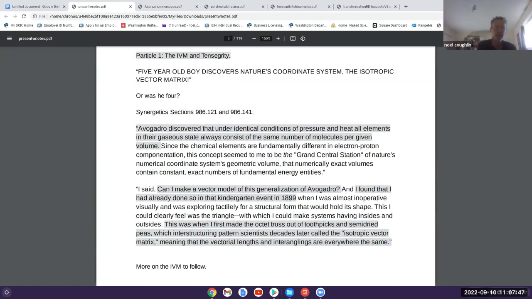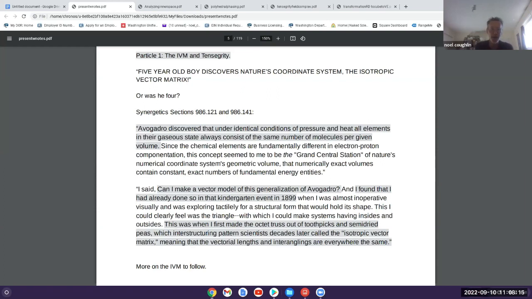The IVM in Tensegrity: a 5-year-old boy discovers nature's coordinate system, the isotropic vector matrix. Or was he 4? Fuller says in Synergetics, Avogadro discovered that under identical conditions of pressure and heat, all elements in their gaseous state always consist of the same number of molecules per given volume. I said, can I make a vector model of this generalization of Avogadro's? I found that I had already done so in that kindergarten event in 1899.